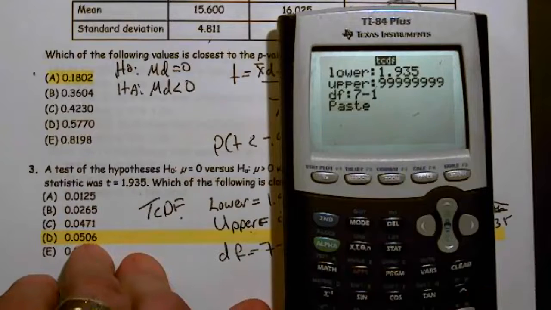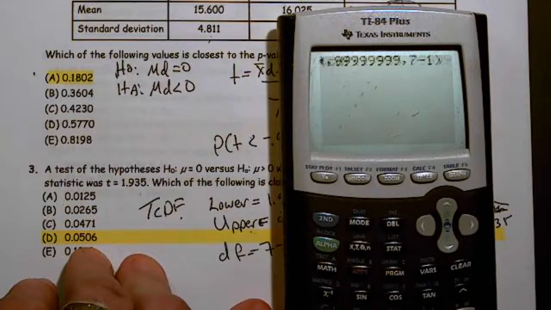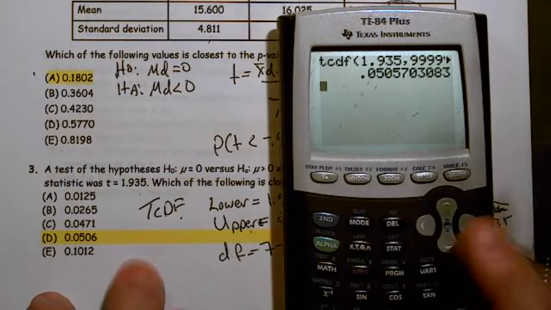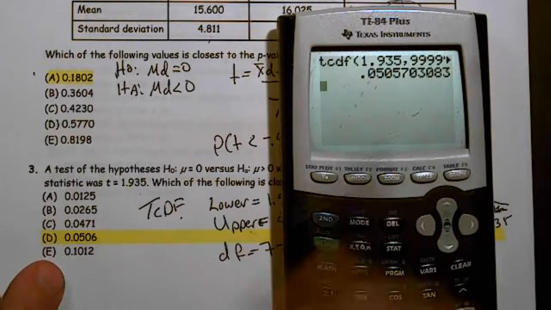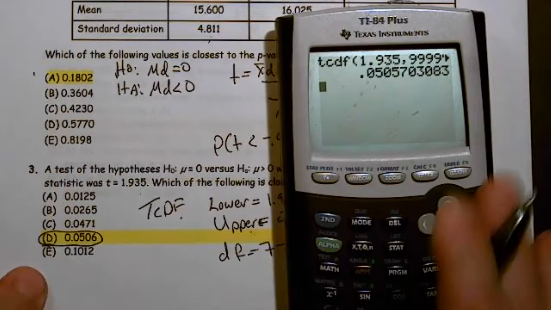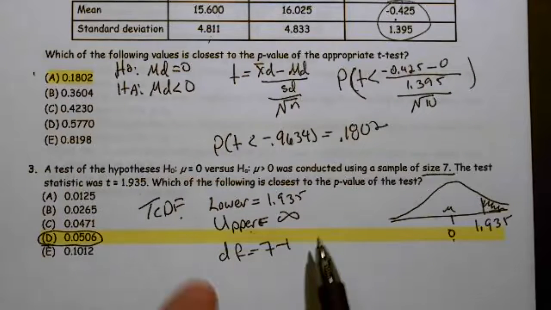When we do that, press enter a couple times, we end up getting 0.05057, and the closest one to that is D. So number 3 is D, and once again, it's just a simple tcdf.